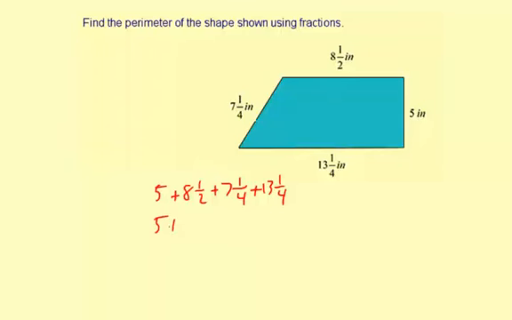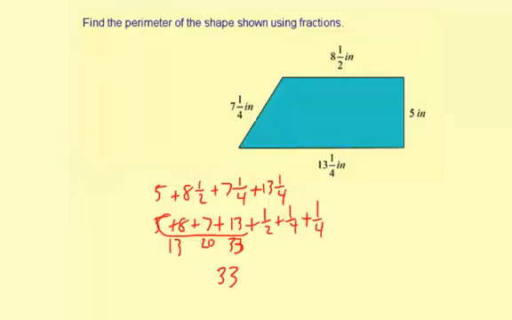So it'll be 5 plus 8 plus 7 plus 13 for all the whole numbers, and then plus 1 half plus 1 fourth plus 1 fourth. So let's see, 5 plus 8 is 13, and then 13 plus 7 is 20, and then 20 plus 13 is 33. So I'm going to have 33 for all the whole numbers here added together.